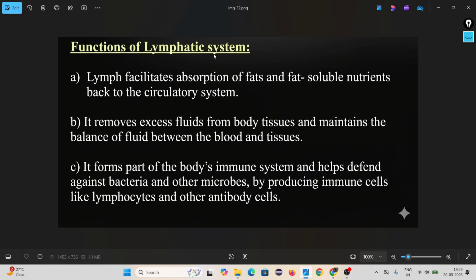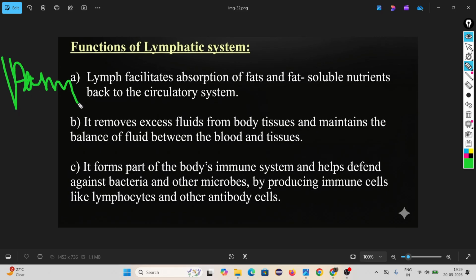The function of the lymphatic system. What is the use of the lymphatic system? Lymph facilitates absorption of fat and fat-soluble nutrients back into the circulatory system. Plasma contains fat particles, right? And lymph is forming from leakage of plasma, right? Plasma contains fats and fat-soluble nutrients that should be absorbed from the lymph.